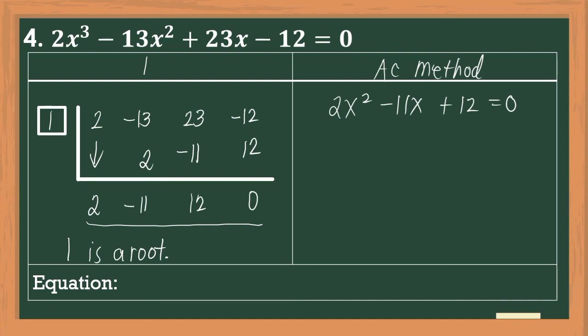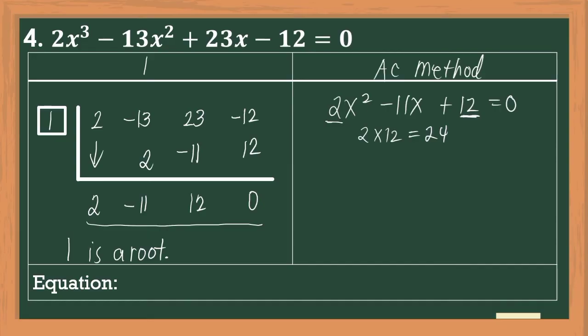So, sir, what is AC method? We will multiply the numerical coefficient of ax squared and then the constant term. So, based from this given equation, so a is 2 and then 12 is c. Okay, so i-multiply natin yon. Yung makukuha nating product is 24. So 2 times 12, that is 24.